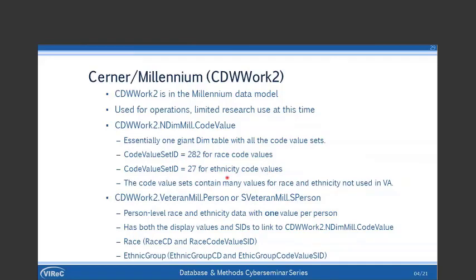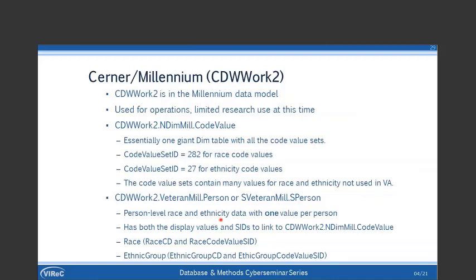So if you wanted to find the race codes, you'd have to use code value set ID equals 282, and you'd use the value of 27 for the ethnicity code values. And as we alluded before, this is going to contain many values for race and ethnicity that are not used in VA. However, the data that are stored in the CDW Work 2 veteranmil.person or sveteranmil.sperson table already contains the display values. So you wouldn't actually have to link back to this DIM table unless there was additional data contained in that table that you were interested in.